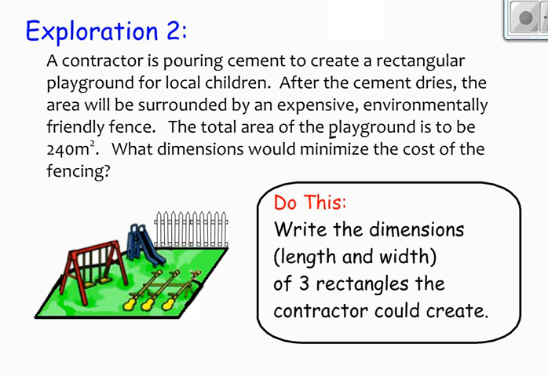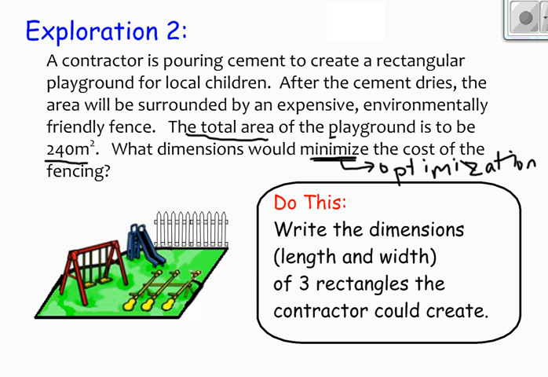It says a contractor is pouring cement to create a rectangular playground. After the cement dries, the area will be surrounded by an expensive fence. The total area of the playground is to be 240 square meters. What dimensions would minimize the cost of the fencing? So obviously a word like minimize should make you think about optimization, because if you're minimizing or maximizing, you are optimizing.